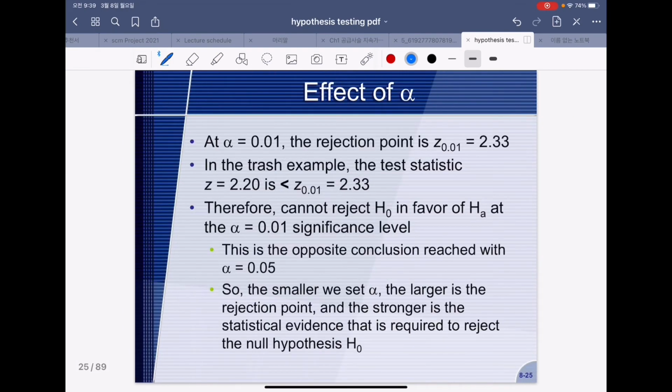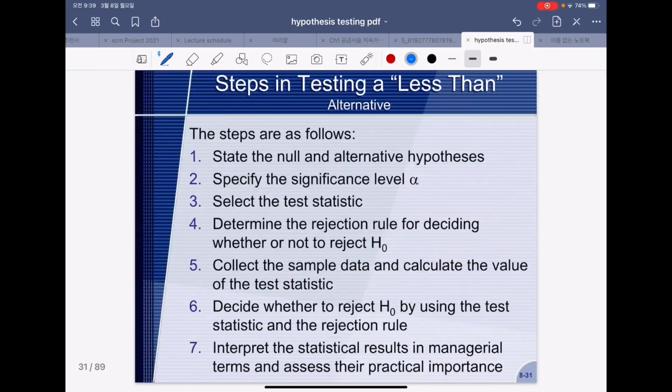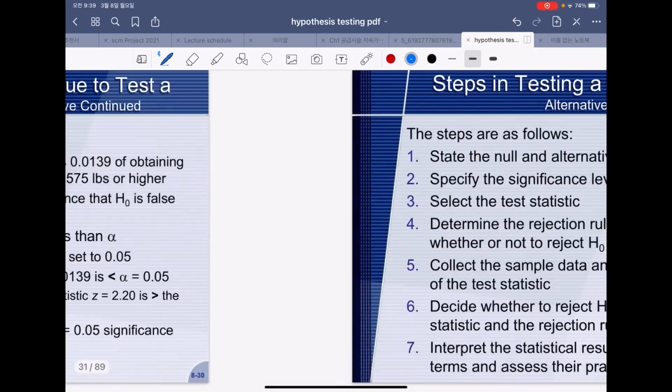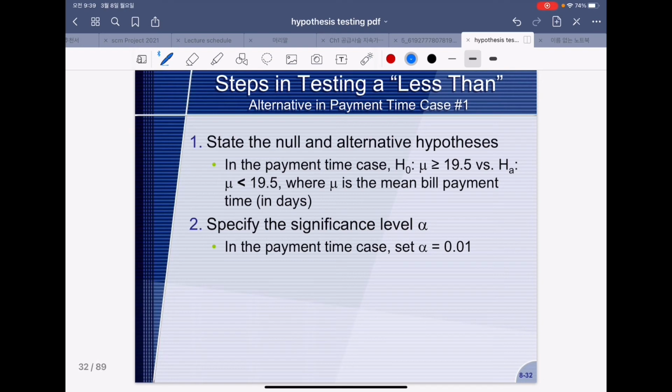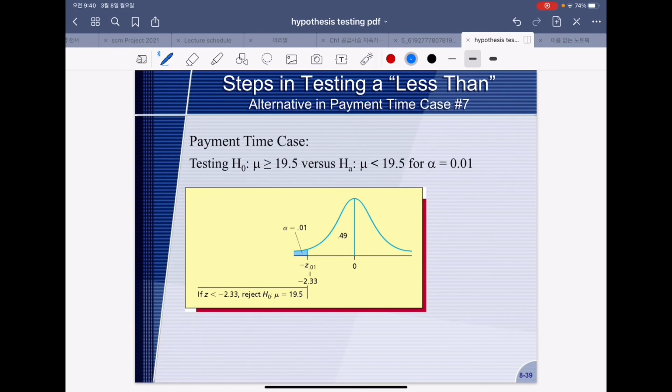Now let's go to another example of hypothesis testing where we have a less than alternative hypothesis. In this case, if x bar is small, then you are going to reject the null hypothesis. So that's why we have the rejection region at the left side of this graph.